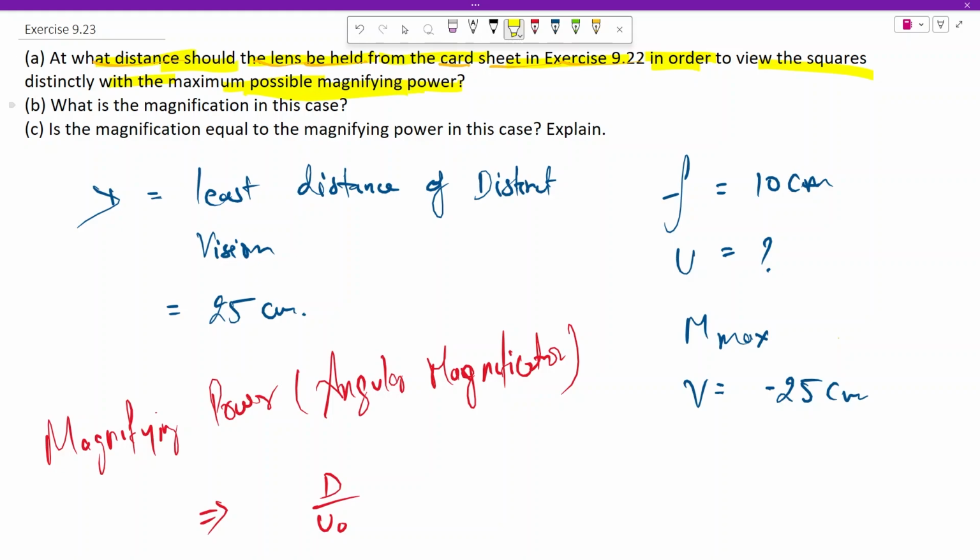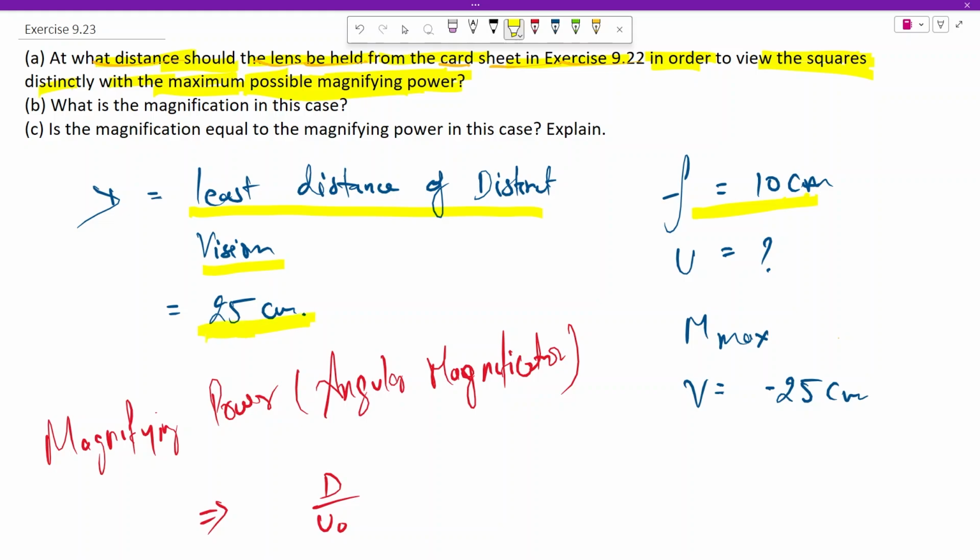Now this question is taking the data from the previous question, and the data are: the focal length of the convex lens was 10 centimeter, and now we have to find out the magnification, the magnifying power or the angular magnification, for the image to be formed such that the eyes could see distinctly. So for the squares to be visible distinctly, the image should form at the least distance of distinct vision, that is 25 centimeter away from the eye.